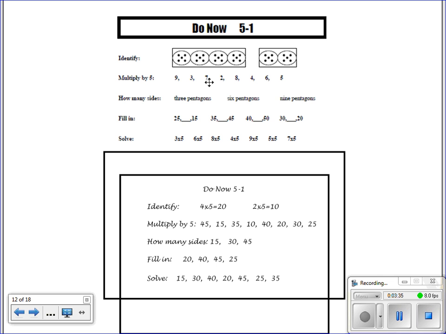I never let any student sit there struggling if they don't know the answer. I say it out loud for them. If they say the wrong answer, I say correction and the right answer and keep it moving along. Other times I've had kids and I say, does anyone want to try to beat me? So what I do is I do it verbally out loud and I say, do now, 5-1, identify, 4 times 5, 20, 2 times 5, 10, multiply by 5, 45, 15, 35, 10, 40, and I go through the whole puzzle. And let's say it takes me, I don't know, 46 seconds.